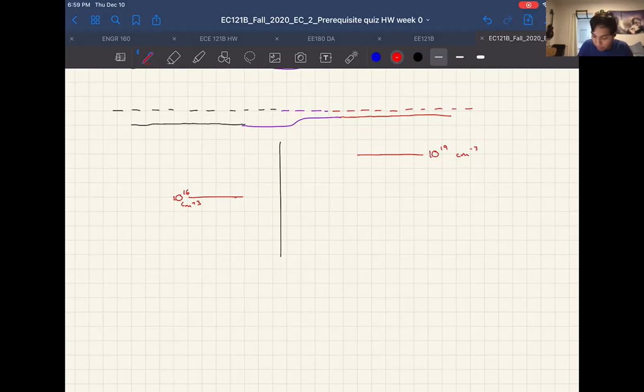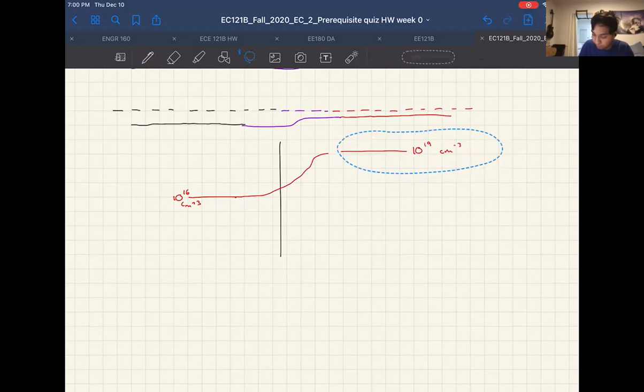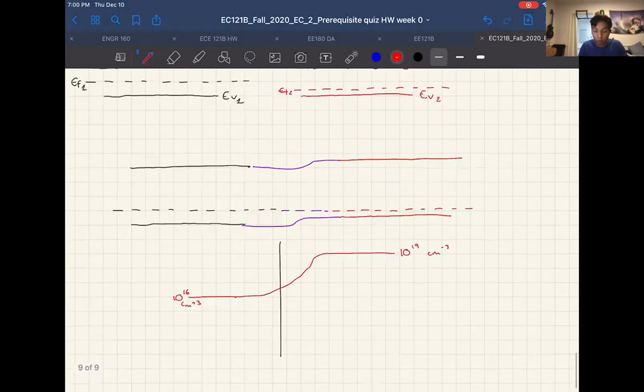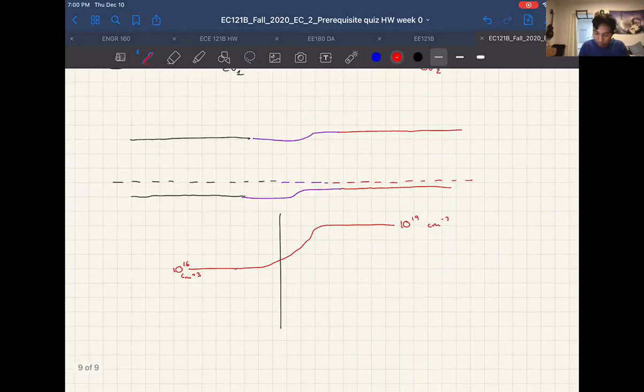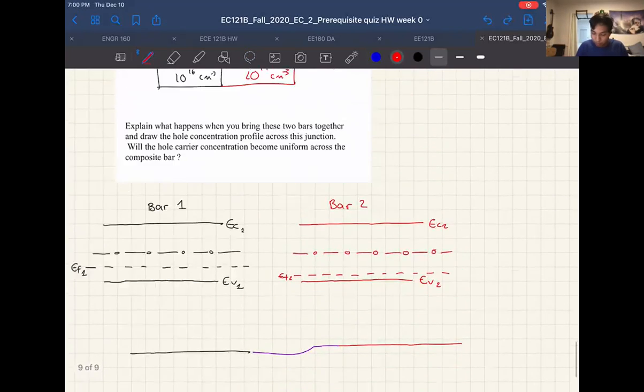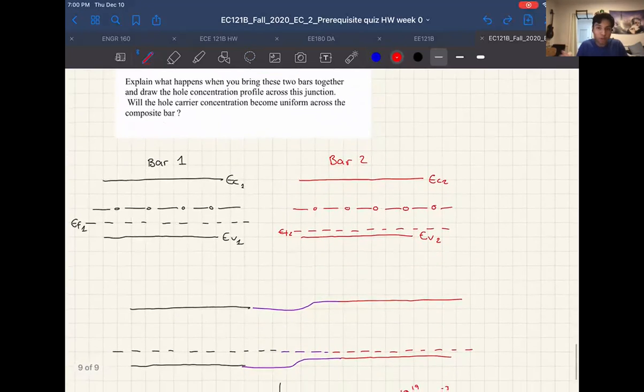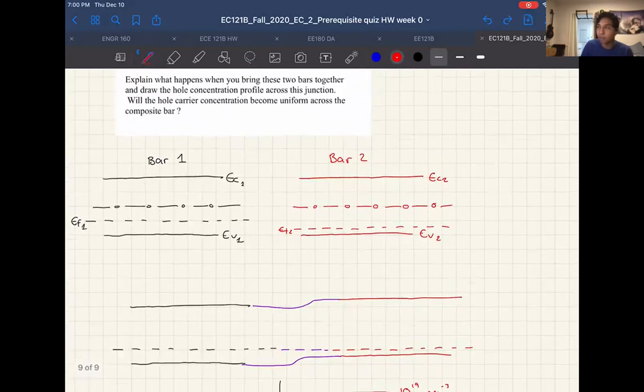So what will happen is we'll have some sort of bending at the junction. So the hole concentration will not be constant across. It'll have this bending. You won't bring this entirely down, and you won't bring this entirely up. When you're far away from the junction, they'll remain the way they were before you combined them. And I don't know, I thought it was a cool problem. That's the one I thought was cool.